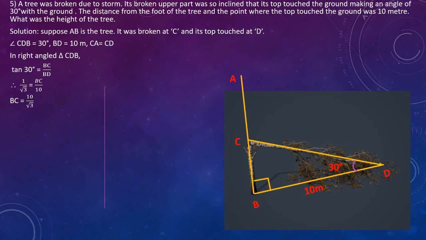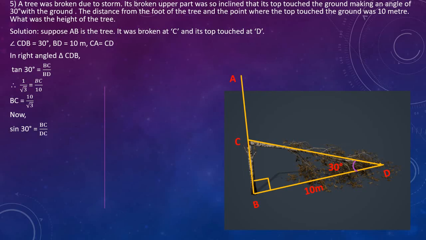Now we have the value of BC, but we need to find the height of the tree, that is the entire value AB. So we need to first find the value of AC, because we have the value of BC. If we find the value of AC, then we can add AC plus BC, which is equal to AB. Before finding the value of AB, we can also find the value of CD. If we find the value of CD, then we can get the value of AC, because AC is equal to CD.